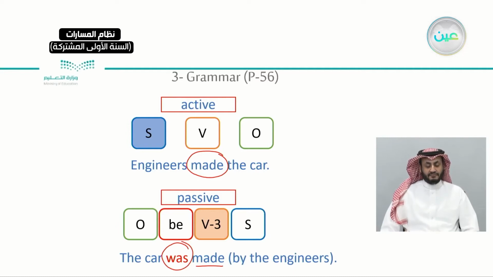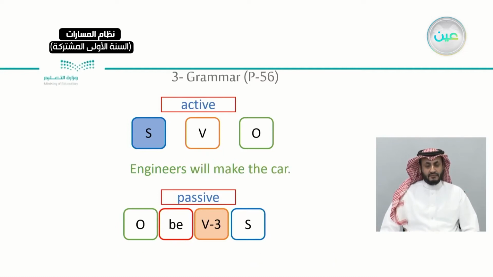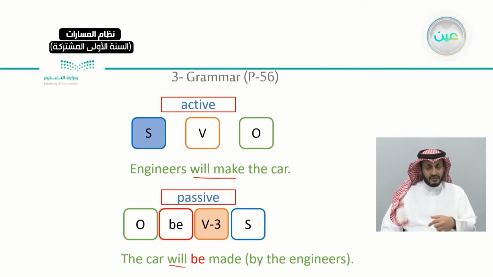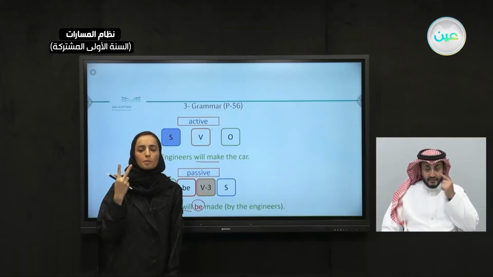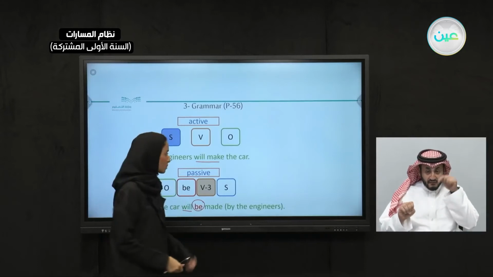The following, how about the future? Engineers will make the car. Notice which tense is in here? It is in the future. So I will start with the object: the car will be made. I have a helping verb already, just add be: will be made. So is, or was, or will be. These are the verbs to be.